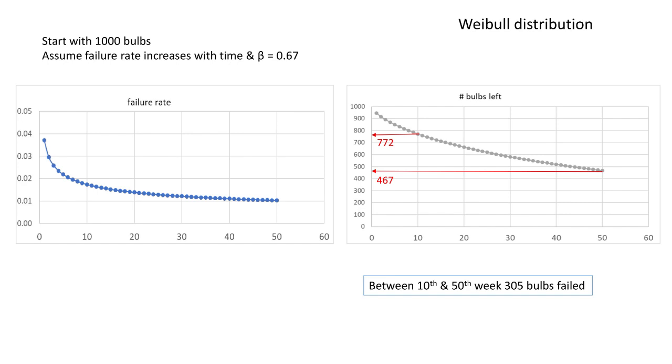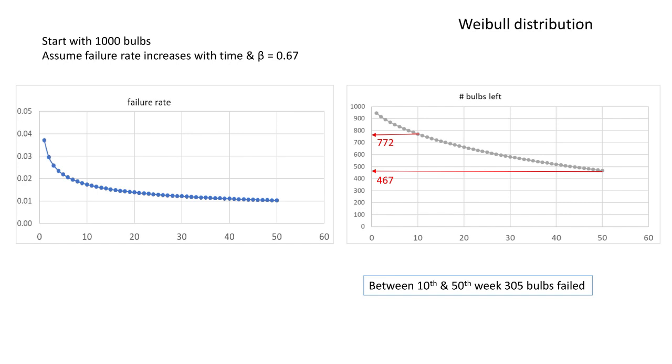Now let us see how this relates to our earlier example. When we have a situation where the failure rate drops over a period of time, the graph of failure rate versus time shows a steep drop. Using that, we calculate the number of bulbs left over after each time period.